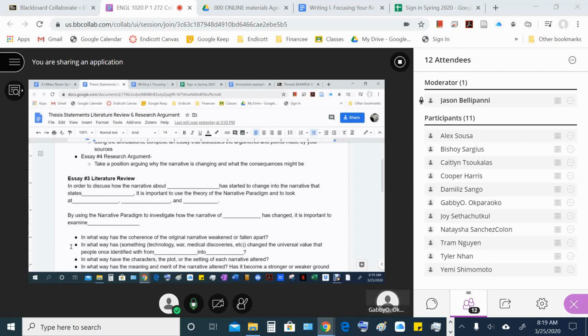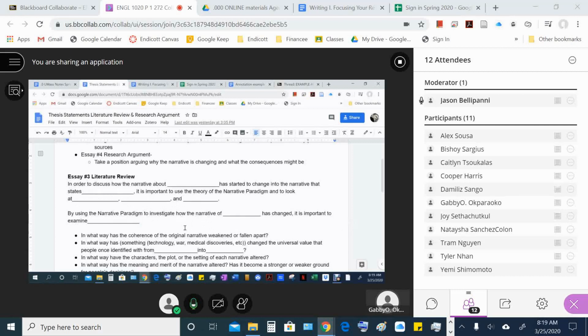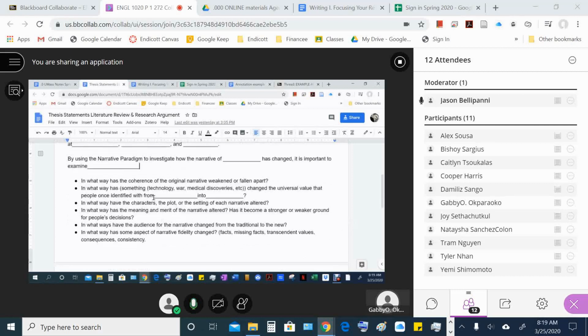Okay, so this is where we're trying to bring in the narrative paradigm, which I know you're all super psyched about. But I will show you, and hopefully it's fairly easy. So for example, by using the narrative paradigm as how the narrative of blank has changed, it's important to examine blank. Those are the 2 templates, but here's what I'm talking about. This is what the literature review's job is.